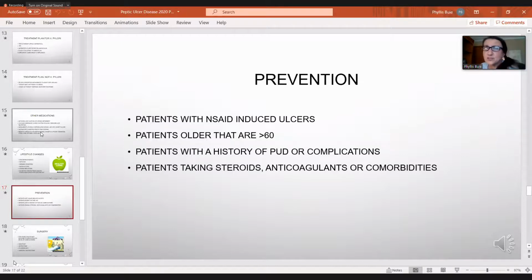Do they have a history of any type of peptic ulcer disease, any type of complications that go along with it, whether it would be bleeding, perforation? Are they taking anticoagulants? What other type of comorbidities may be going on with them?